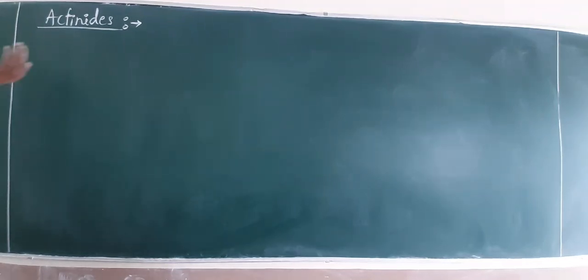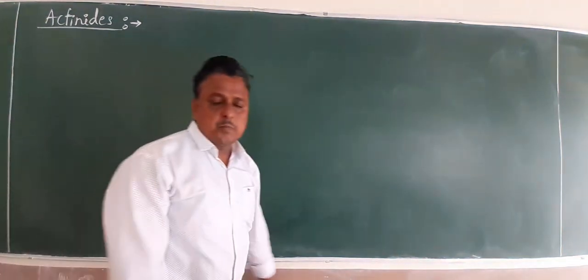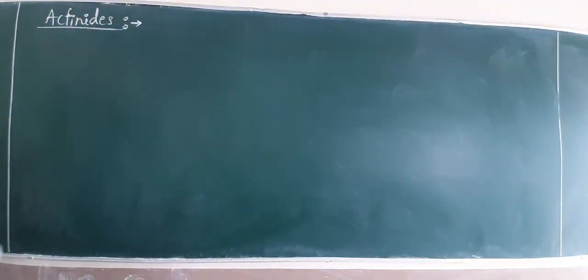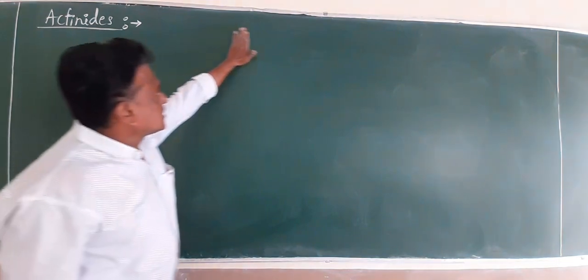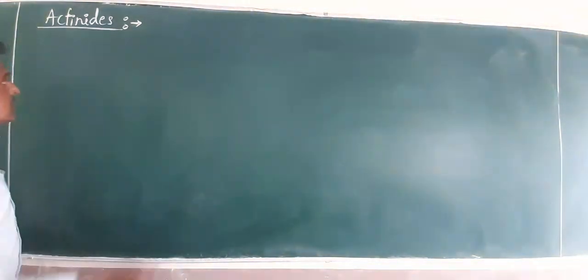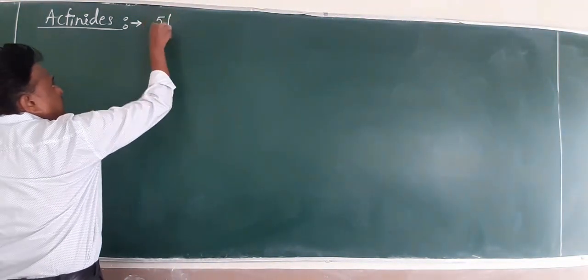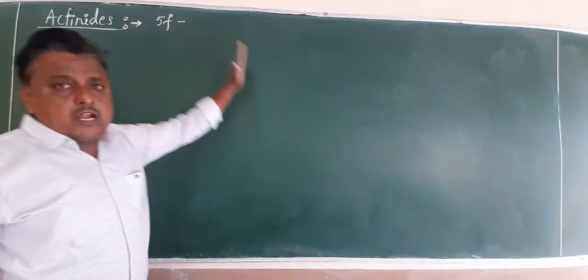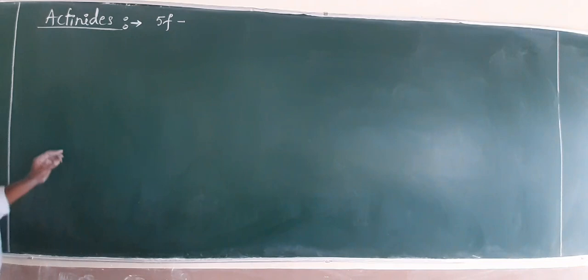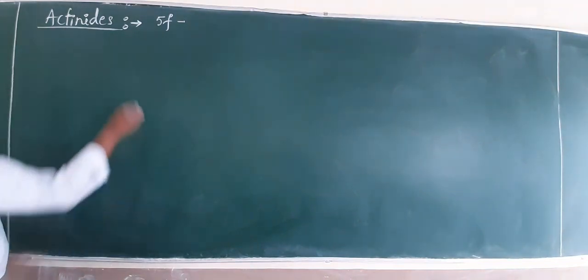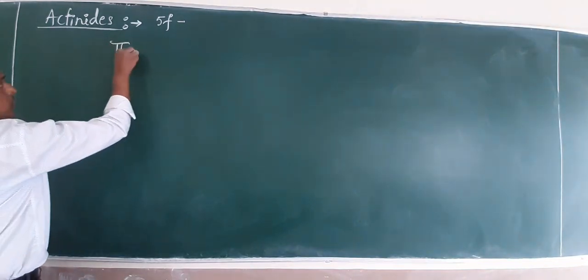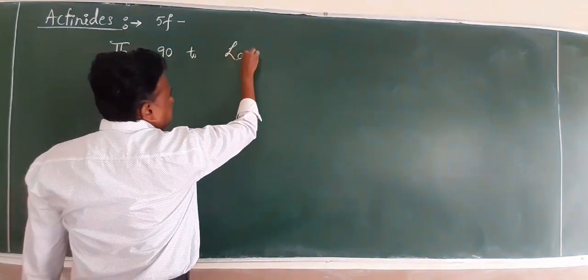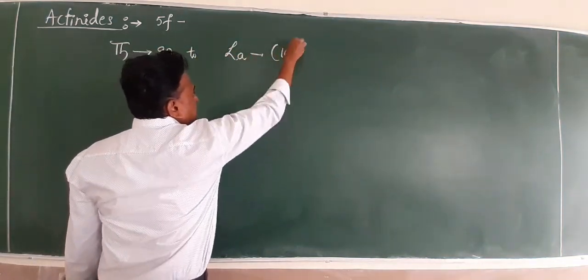Welcome to everyone. We are in the last part of the D and F block, that is actinoids. Dear friends, actinoids are also another part of the F block elements. Here the electron enters the 5f orbital, also known as the anti-penultimate shell. The actinoids are the elements from thorium with atomic number 90 to lawrencium, with atomic number 103.